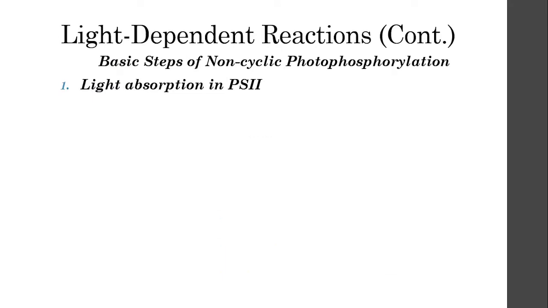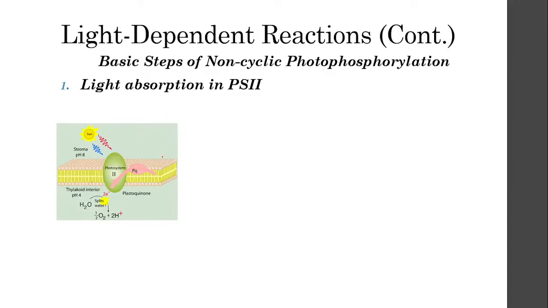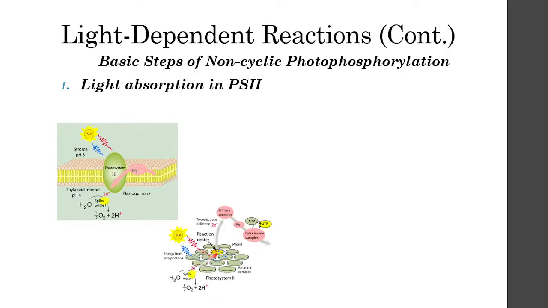So the first one is the light absorption in PS2, or your photosystem 2. Light gets absorbed by your photosystem 2, more specifically by the pigments on the photosystem 2. When light is absorbed, they are excited, meaning their energy levels increase. These pigments transfer this energy from one pigment to another. You can think of this disk right here as your pigment, and the energy is being bounced from one pigment to another until it arrives at what we call a reaction center.